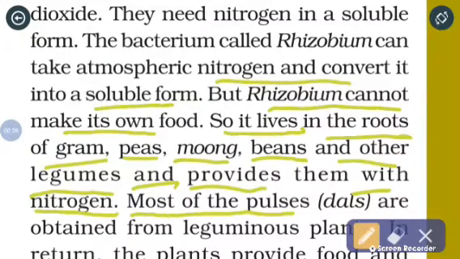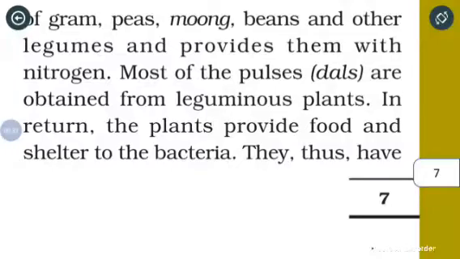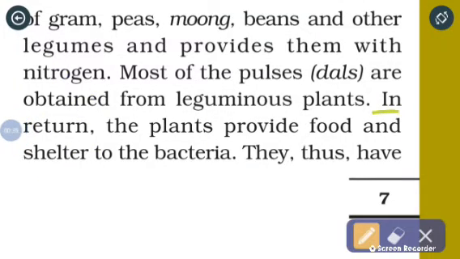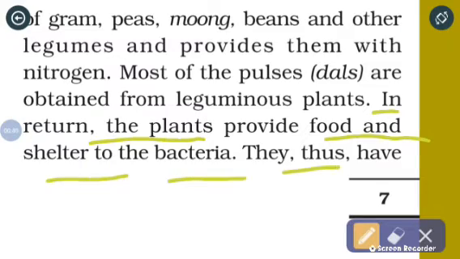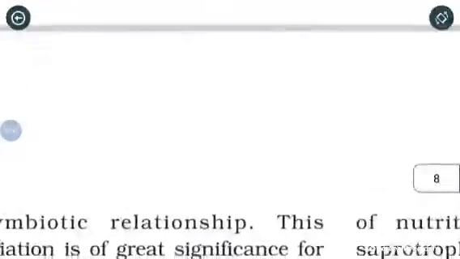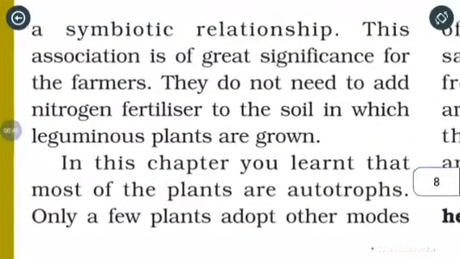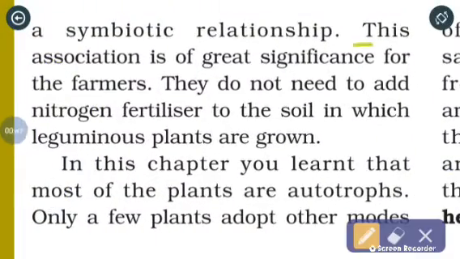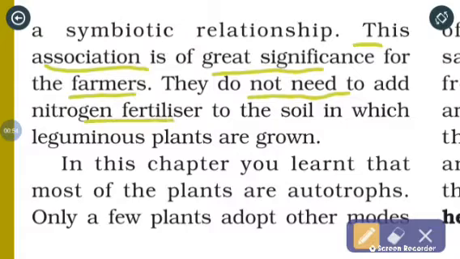Most of the pulses and dals are obtained from leguminous plants. In return, plants provide shelter to the bacteria. They thus have a symbiotic relationship. This association is of great significance for the farmer. They do not need to add nitrogen fertilizer to the soil in which leguminous plants are grown.